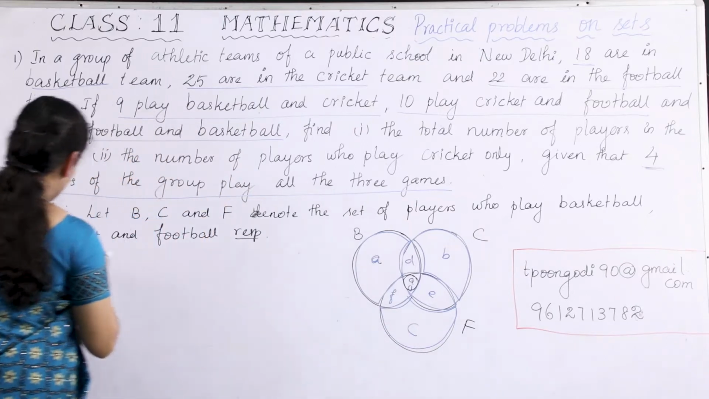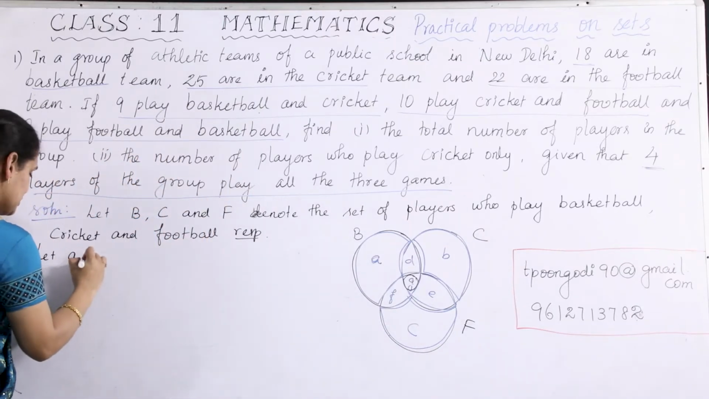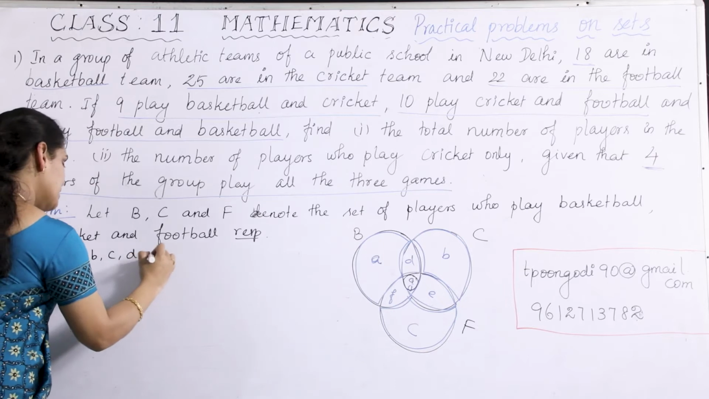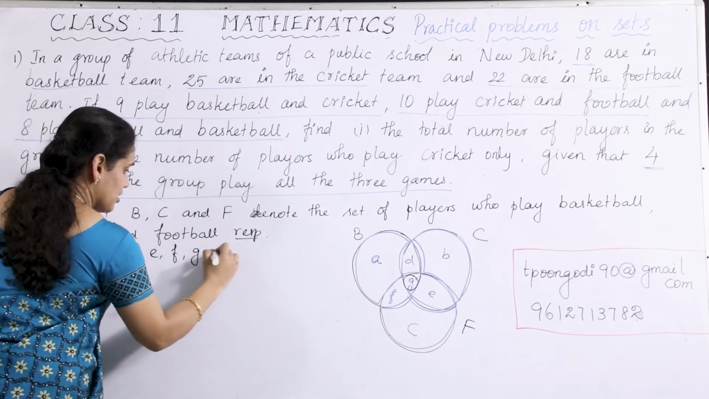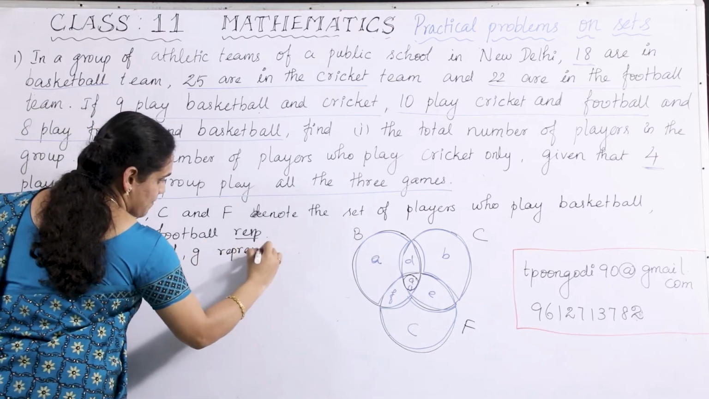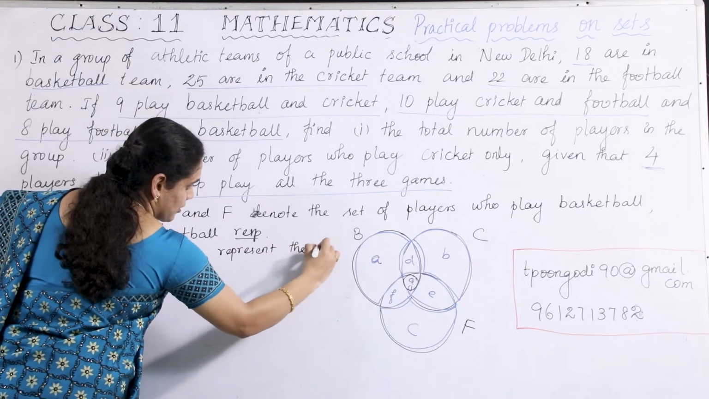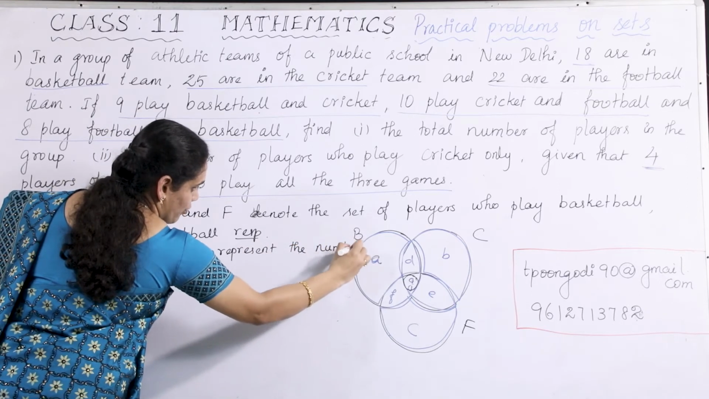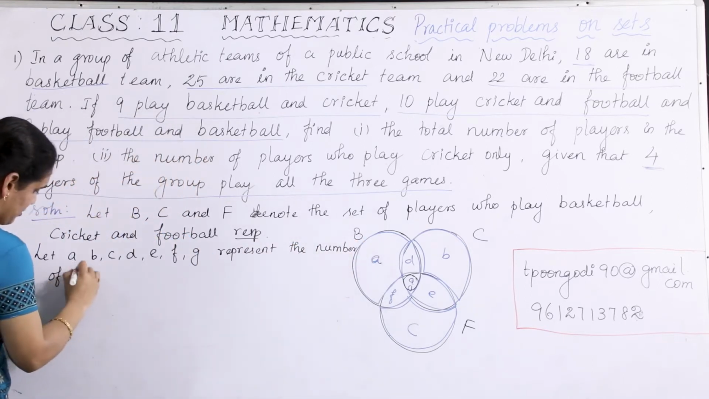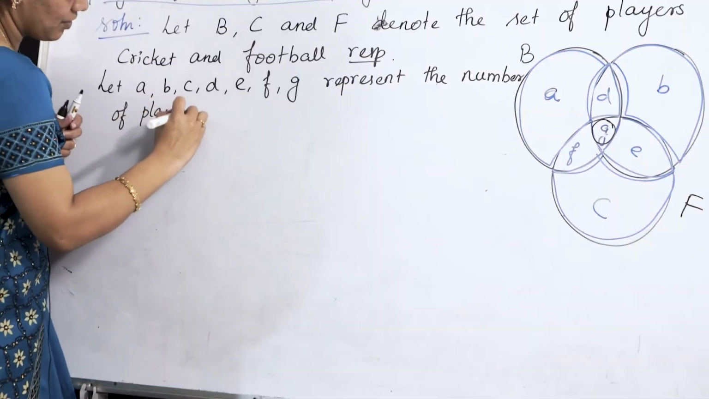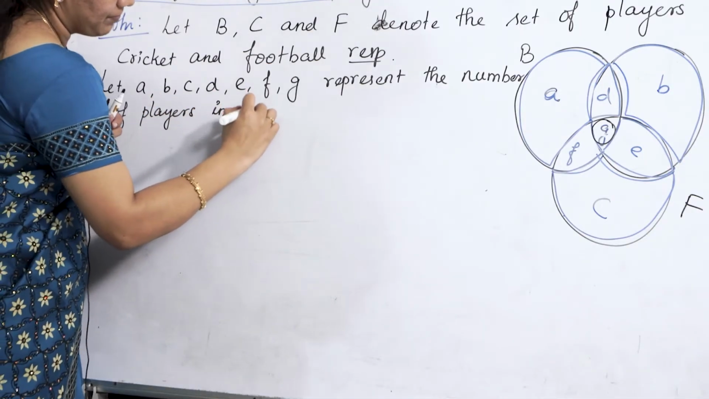So you have to assume this. Let A, B, C, D, E, F, G represent the number of players in the bounded region.